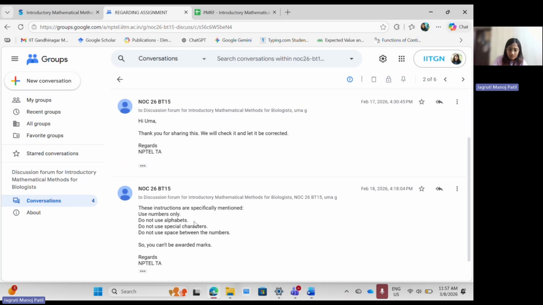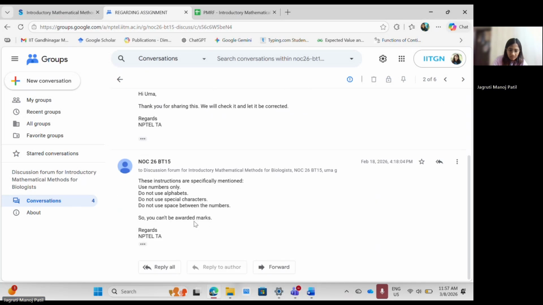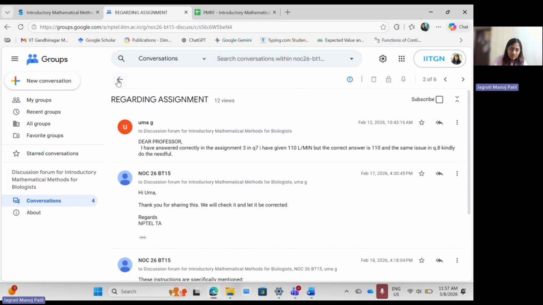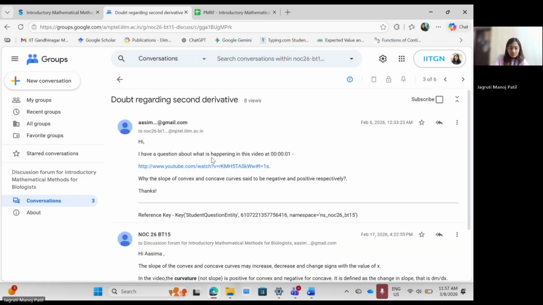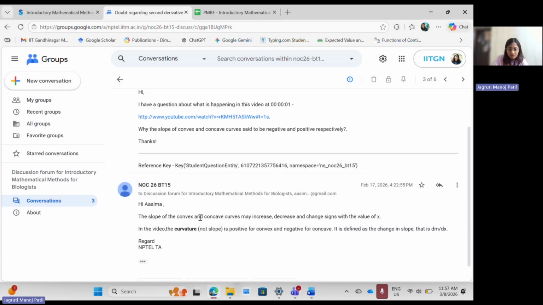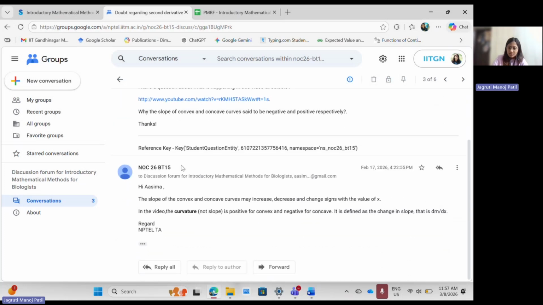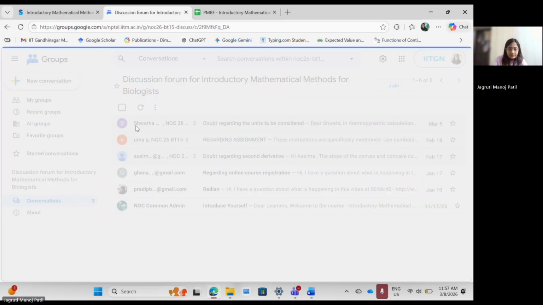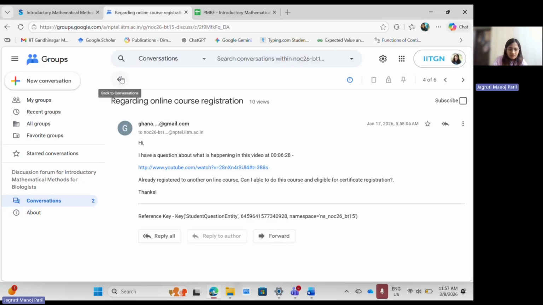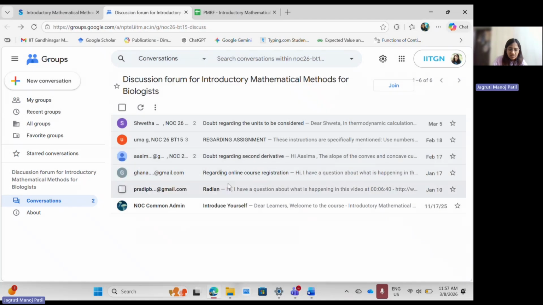Someone had a problem with units, and they're saying that you shouldn't write units there, only use numbers. One had a problem with second derivatives here. For the curves, it's just the curvature and not the slope, positive or negative. This is something else.